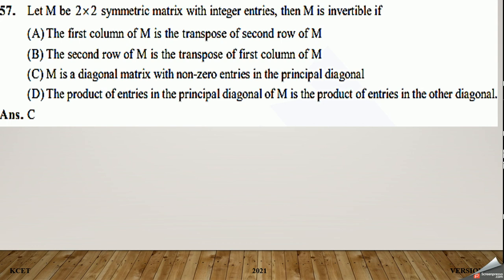Coming to this, let M be a 2 by 2 symmetric matrix with integer entries, then M is invertible. Yes, this is the standard result. Already we have M is a diagonal matrix with non-zero entries in the principal diagonal.